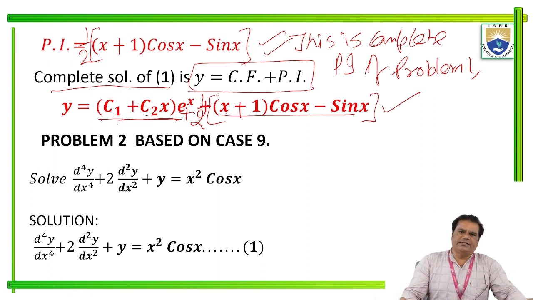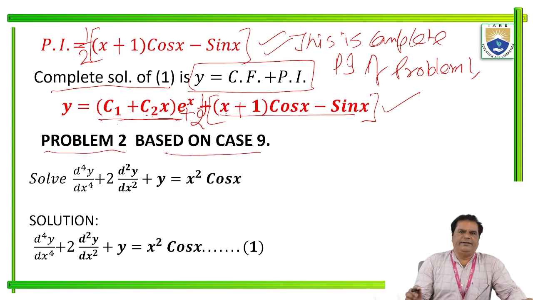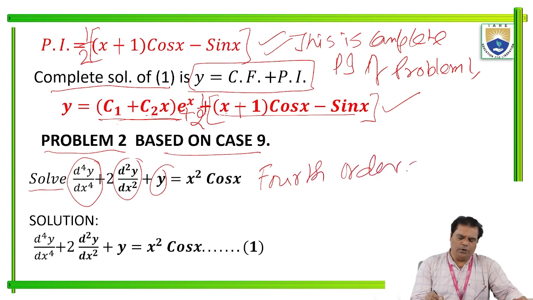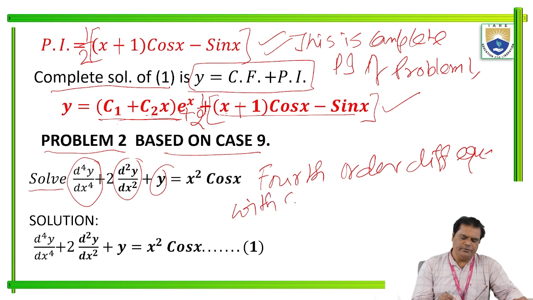Every topic we discussed here in detail in problem 1. Now similarly, we are solving problem 2, based on case 9. Solve d4y over dx4 plus 2d2y over dx2 plus y. This is a fourth order differential equation with constant coefficient.